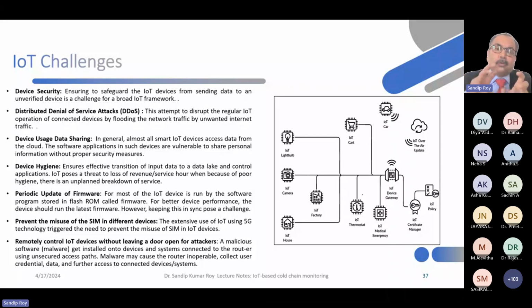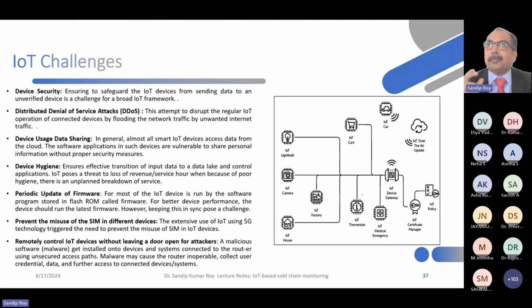Then data usage sharing. As I showed you, the whole sensor data goes to a cloud data lake. Now, whom do you give access to the data lake? Who has that access? That is very important. In a society, let's say you are putting everything into a drive and anybody can go and pick that up, they may use it for other purposes. So that's why data sharing is very important.